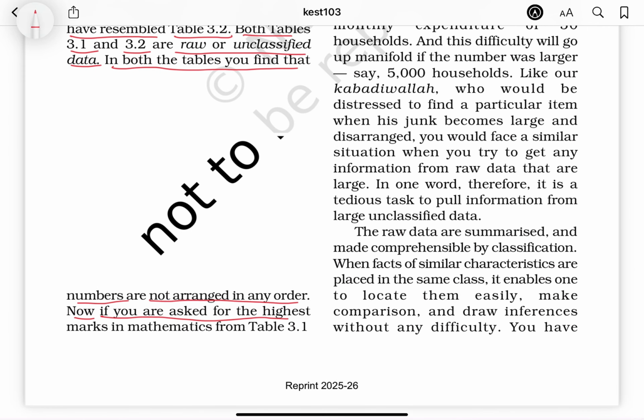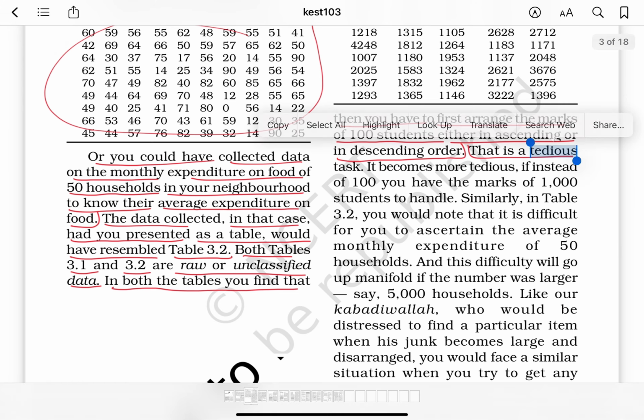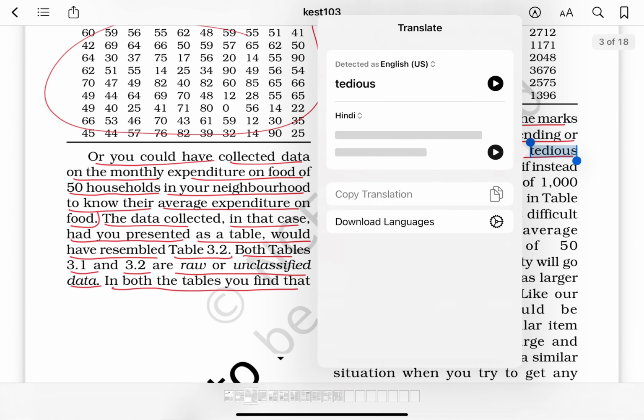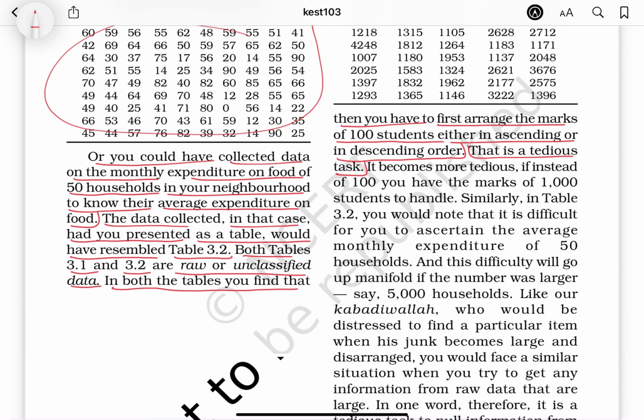Now, if you are asked for the highest marks in mathematics from Table 3.1, then you have to first arrange the marks of 100 students either in ascending or in descending order. That is a tedious, मतलब कि थकाऊ टास्क है, थका देने वाली चीज़ है ये. It becomes more tedious if instead of 100 you have the marks of 1000 students to handle.